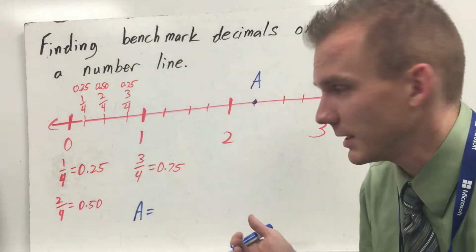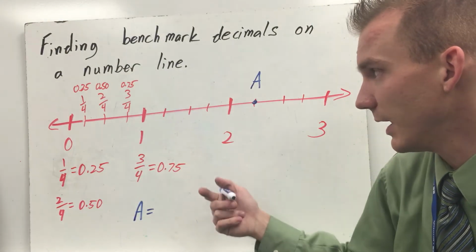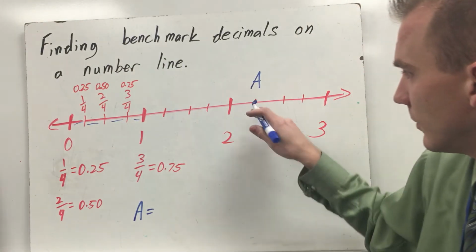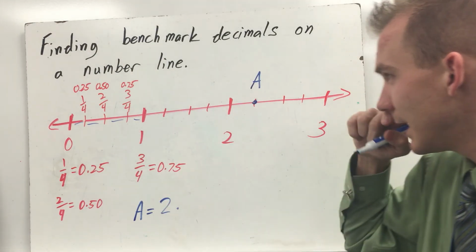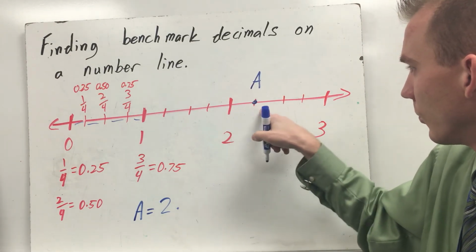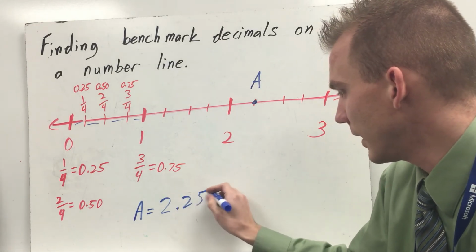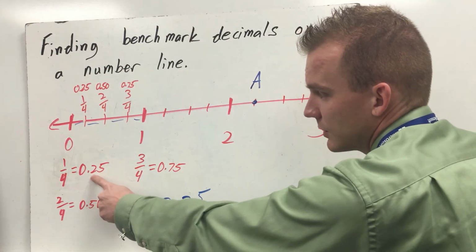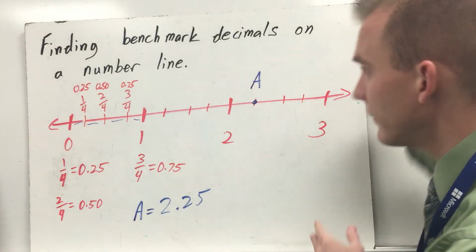A great way to think about this is money. 1/4 is 25 cents, 2/4 is 50 cents, and 3/4 is 75 cents. I notice that each one of these is broken into 1, 2, 3, 4 equal parts, and I want to find A. So I come here and I notice I have 2 wholes, so it would be 2 point, and then I look for the decimal part, which would be 1/4 in, and I know that 1/4 is 25 cents, so it would be 2.25. 2 and 25 hundredths is where A would fall. Again, it's at 1/4, that's 25 hundredths, but I'm at 2 wholes, so 2.25, not just 0.25.